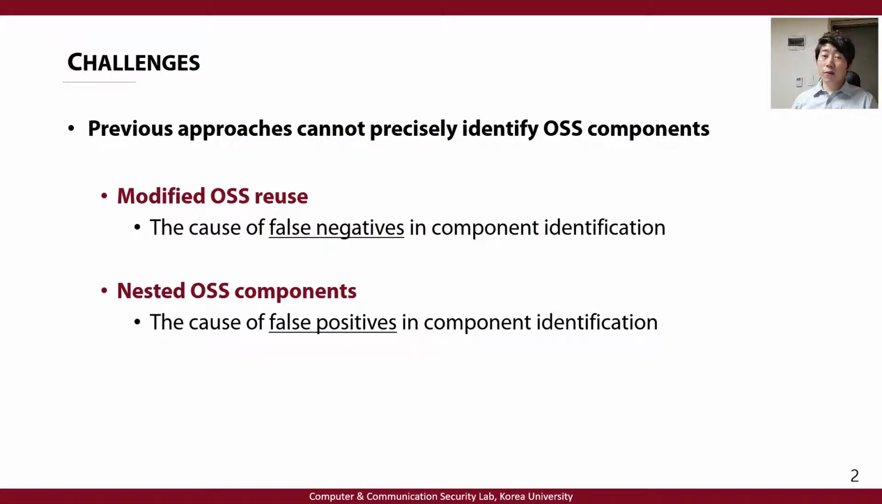However, previous approaches cannot precisely identify OSS components, mainly due to the following two reasons. The first one is modified OSS reuse, which is the cause of false negatives in component identification, and the second one is nested OSS components, which is the cause of false positives.